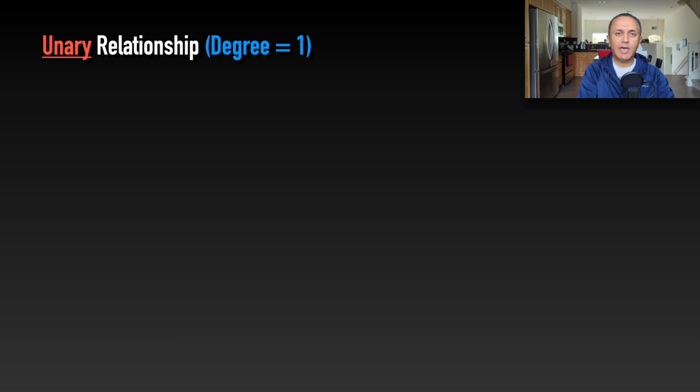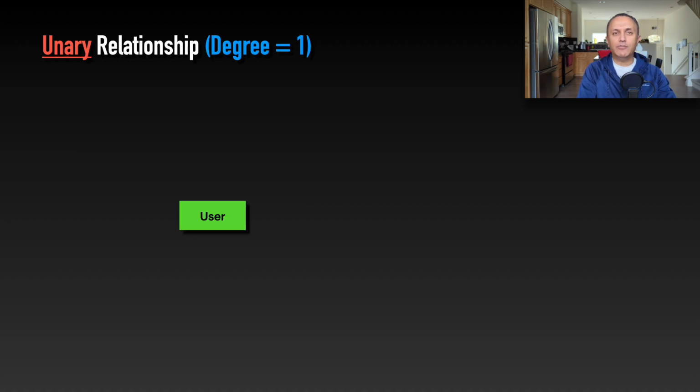We call that a unary relationship. How can a relationship connect one thing? Connected to what? When we're talking about connecting entity types, we're talking about the type, not the instances. For example, if we're talking about students, student is an entity type. John, Anna, Alice, Robert, these are instances of that entity type. So when we say a unary relationship, it connects an entity type to itself.